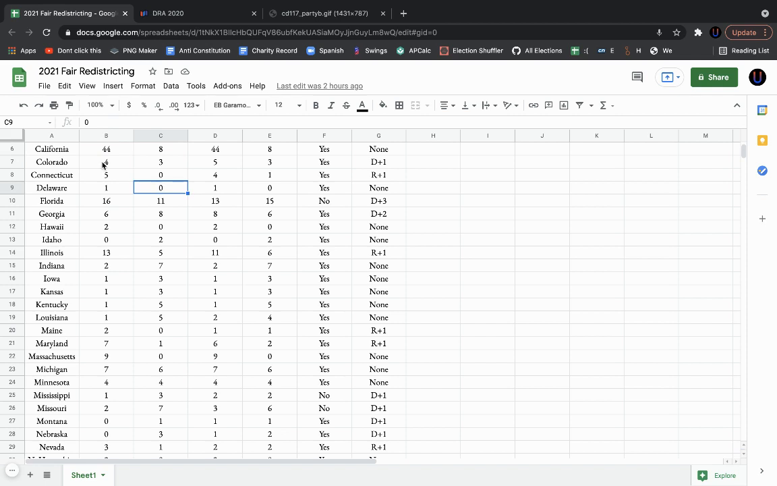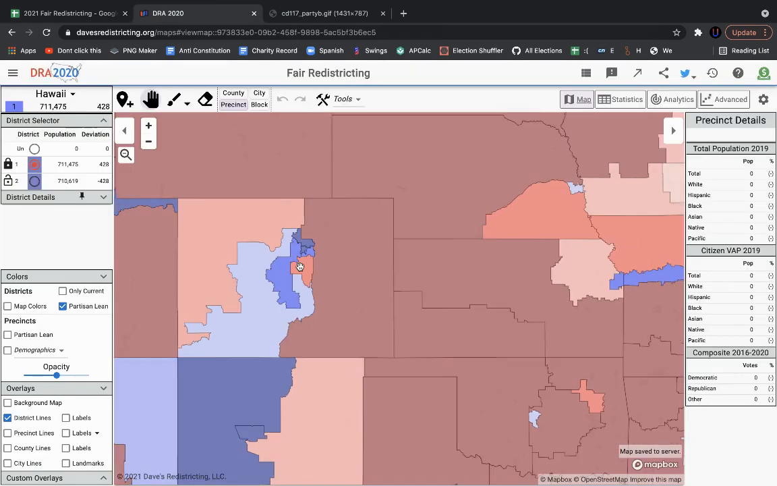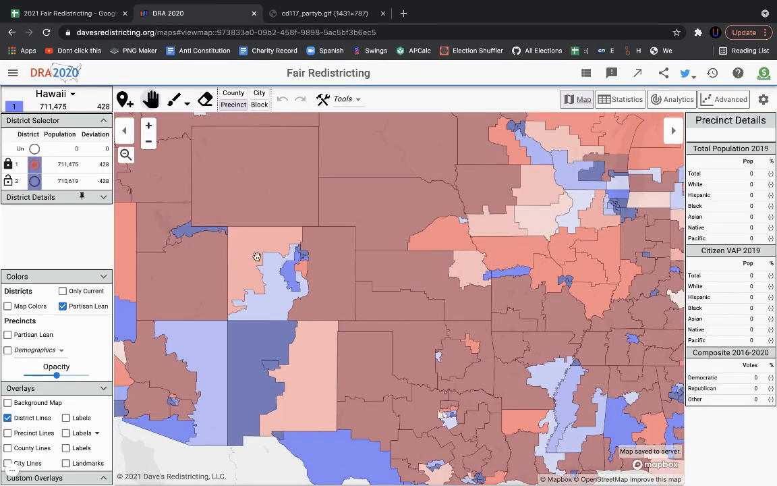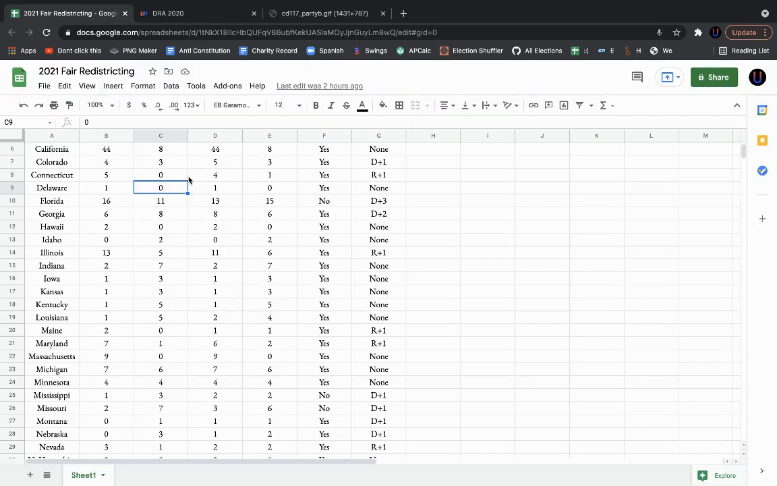I made this map about a month ago, beginning of the alphabet, started with Alabama, ended with Wyoming, or not really. I actually didn't draw a map of Wyoming. I just ended with Wisconsin technically. But yeah, now going over to Delaware, one district there, can't do anything with that.